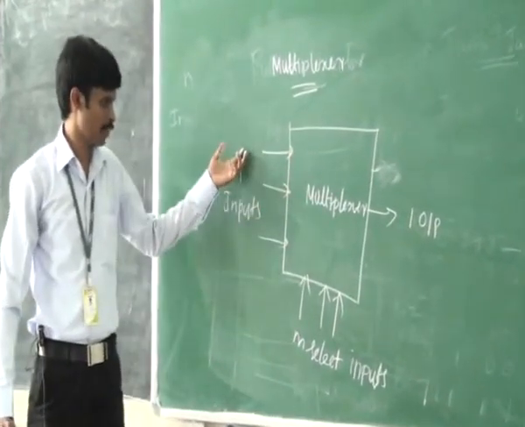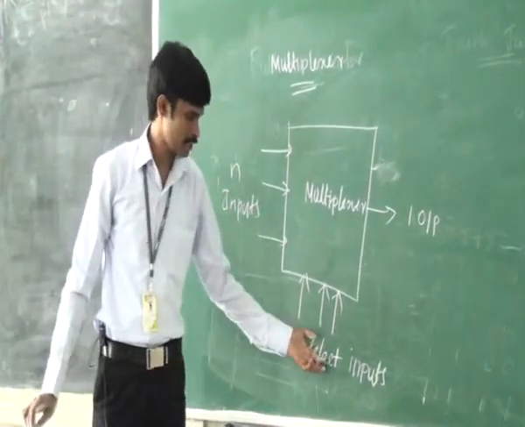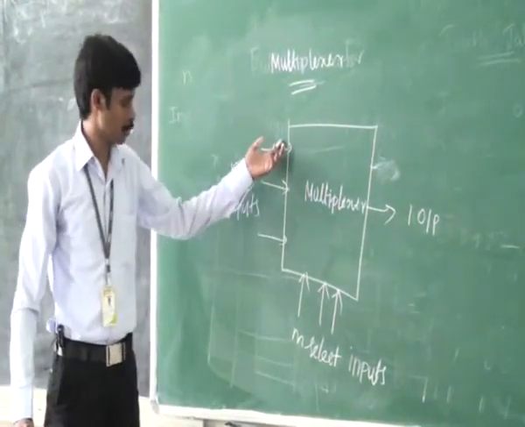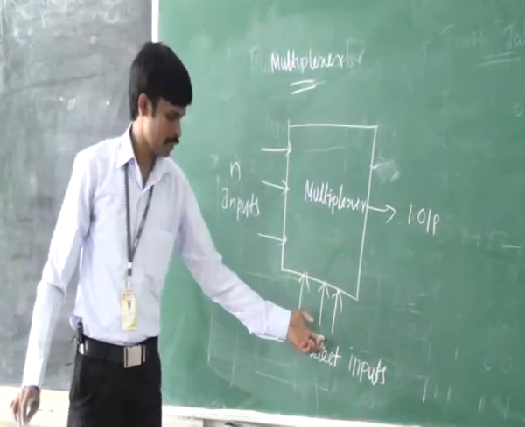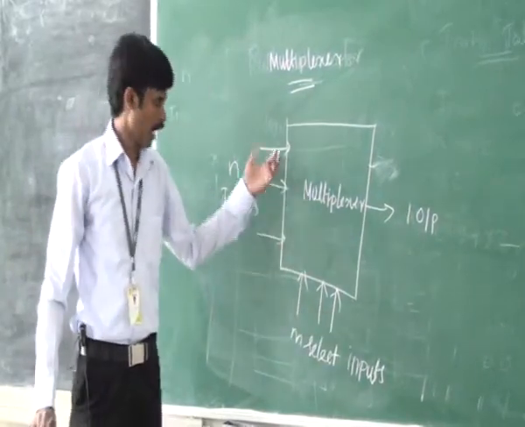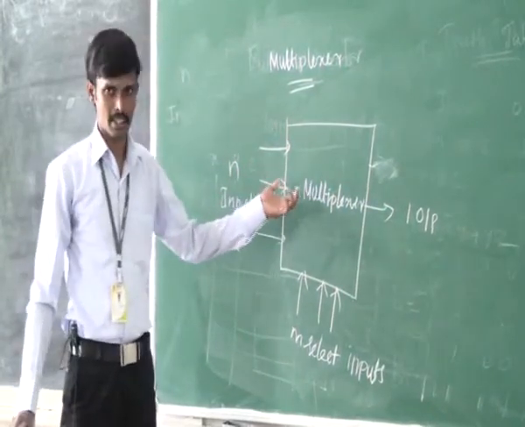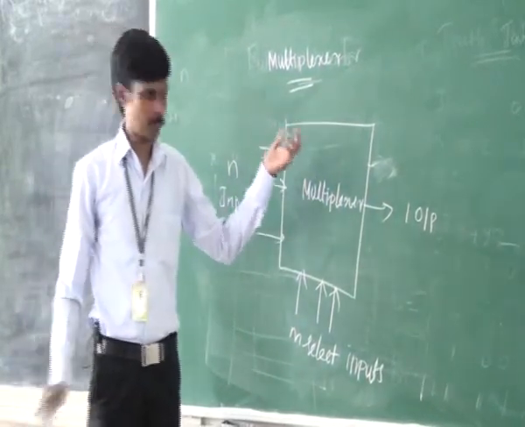It consists of n number of inputs, m selection lines and one output. Here the selection of the particular input is controlled by the m selection inputs and it is transferred to the single output. Next let us see the 2:1 multiplexer.